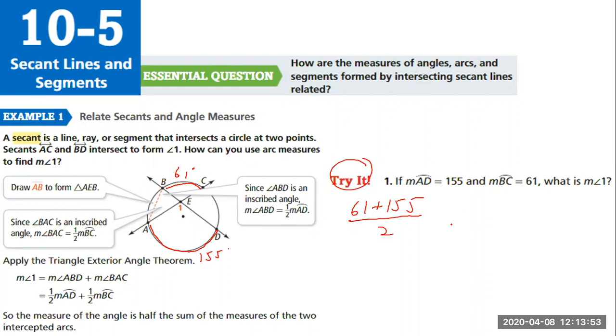So if we add 61 plus 155, that gives us 216. And 216 divided by 2 is going to give us 108. So the measure of angle 1 is 108.